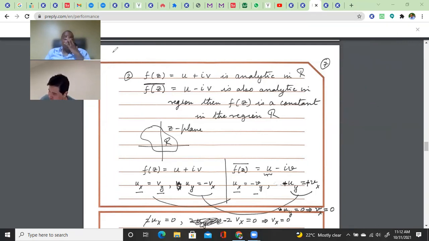I got it wrong. Also analytic. I got it wrong, so let me repeat. I didn't see the last part. So it says that if these two functions are analytic, they can only be analytic if the function is a constant.